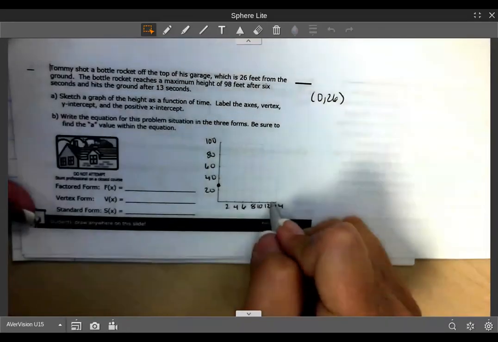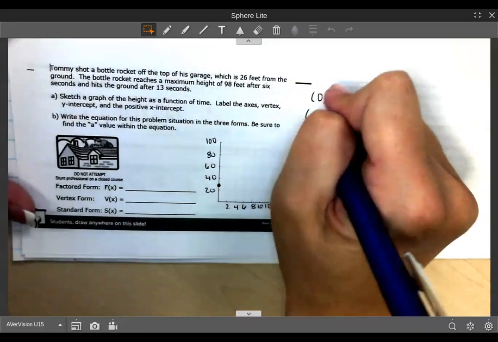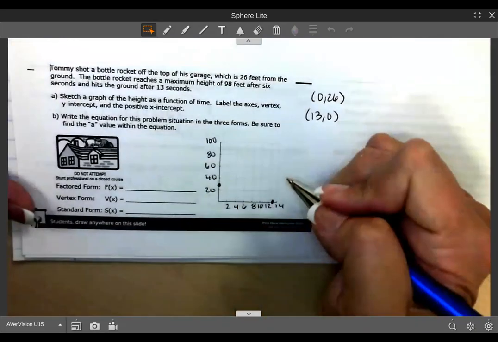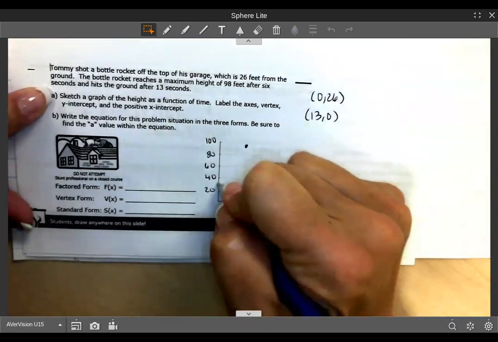It says it landed on the ground at 13 seconds, so that has to be our root there at (13, 0). And it says he reached a maximum height of 98 after 6 seconds. So at 6, he is at 98, and here is our quadratic.